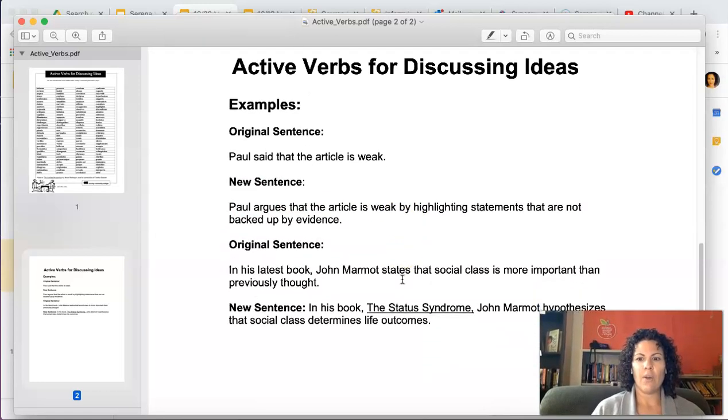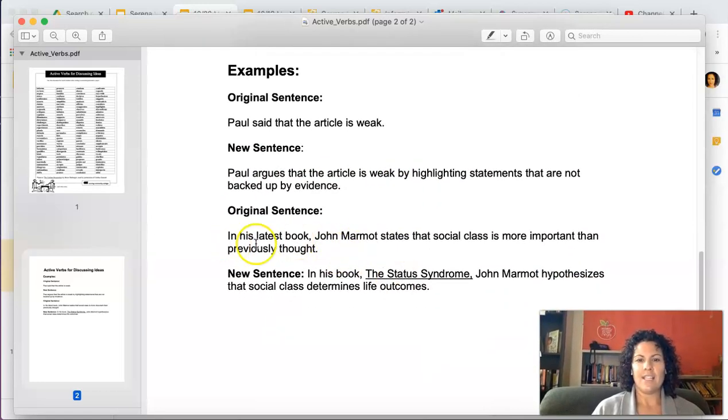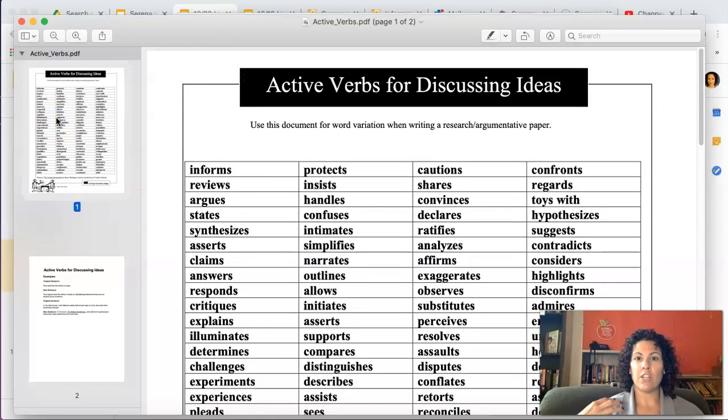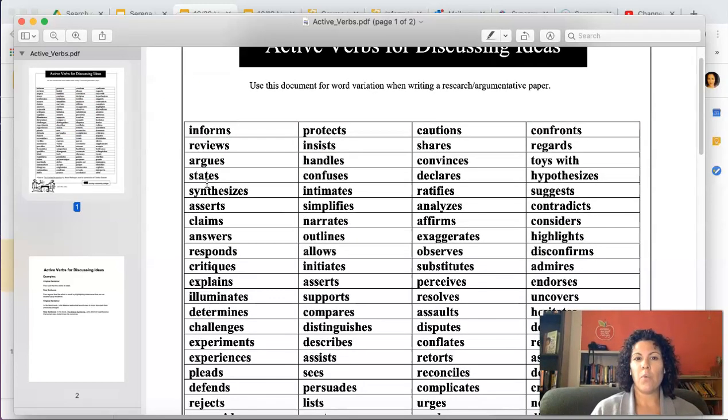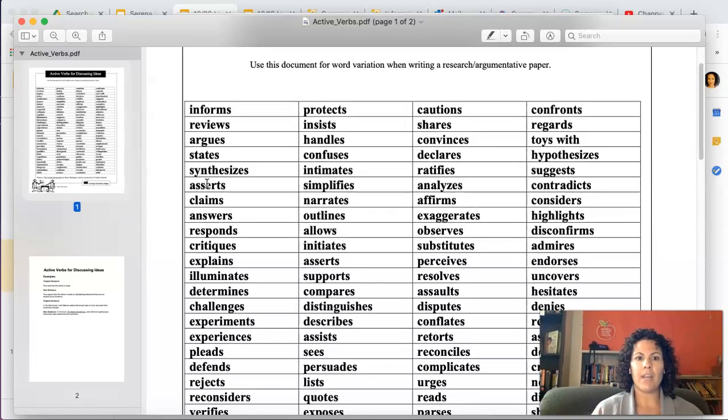analysis. So instead of saying, in his latest book, John Marmot states, we could say in his book, The Status Syndrome, John Marmot hypothesizes. So we want to make sure that we are using strong words to describe what is happening in the text, or what is happening in the text that we are creating, either or. So you want to look at these and think about them.